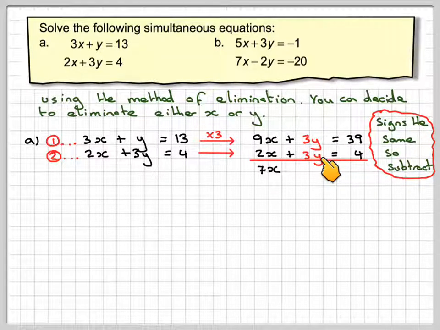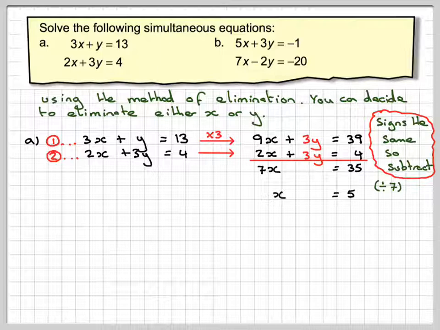3y, take away 3y gives you nothing. That was our idea of doing that. And then 39 minus 4 will give me 35. So now you've got 7x is equal to 35. You have eliminated one of the variables, in this case y. So dividing by 7, we can find that x is equal to 5.